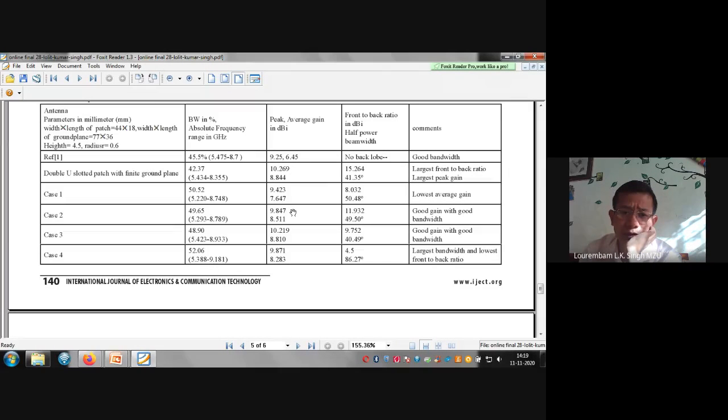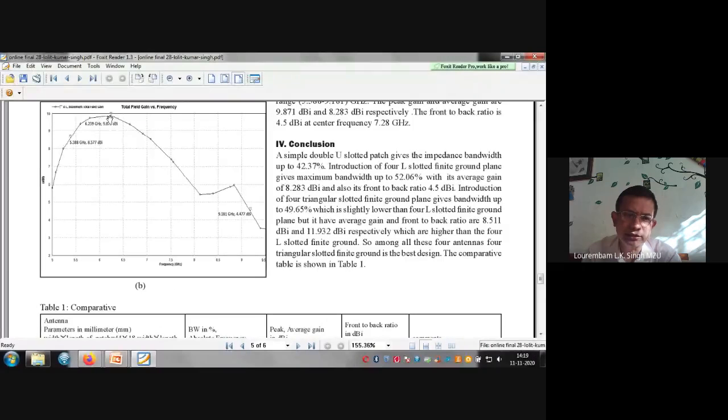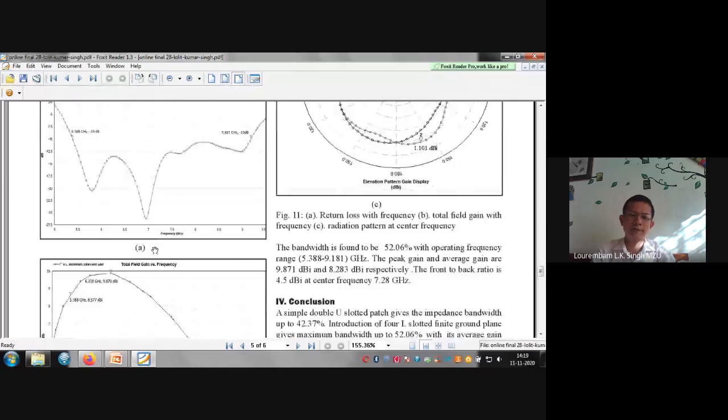But what happened is that from here we can also see that the gain has been reducing. Earlier, when there is no cut, it was around 10.269, but when the cuts are introduced on the defected ground, the gains are slightly reduced. These two which we are mentioning here, one is the peak and another is the average gain. Peak is, for example, out of this, the most highest, that is the peak. Then the average is, within our bandwidth from here to here, what is the average gain, like that we have found out. Okay, that is the average gain.